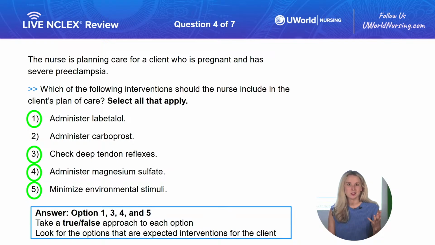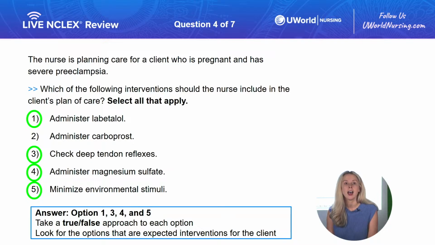Option 4, I kind of gave this one away, but we also want to administer MAG sulfate. This works as seizure prophylaxis. It's a common treatment for severe preeclampsia. In severe cases, a client is going to be induced or delivered via C-section, and this client will stay on their MAG sulfate drip until 24 hours post-delivery.